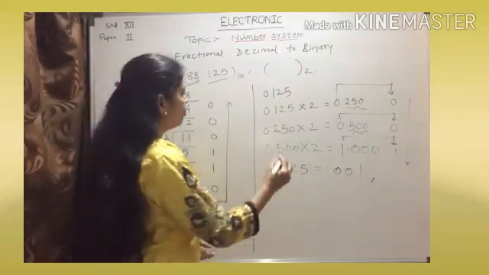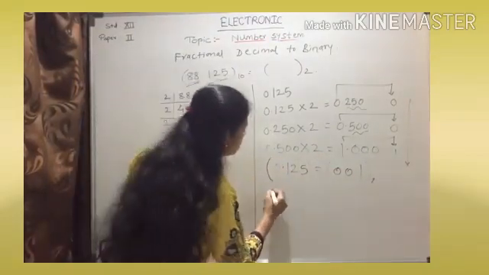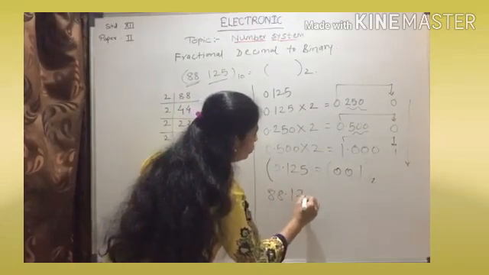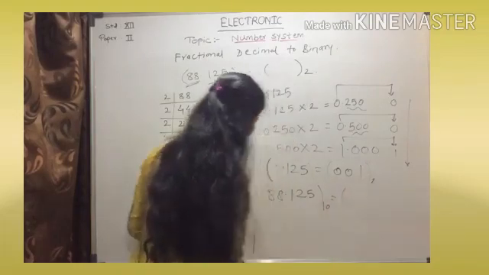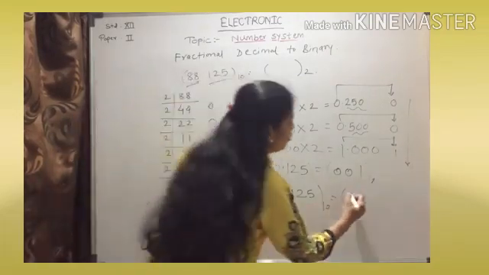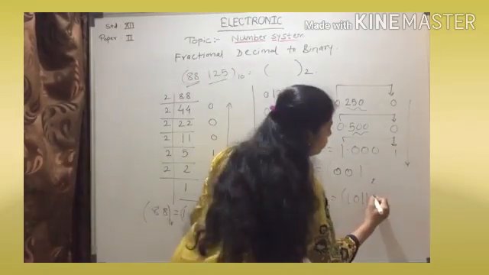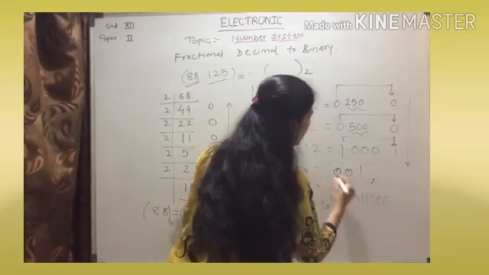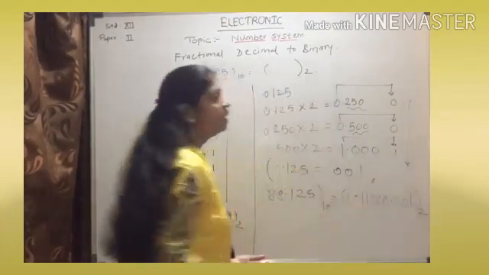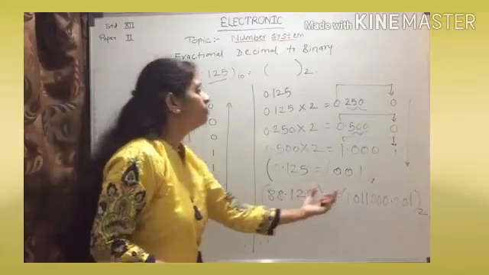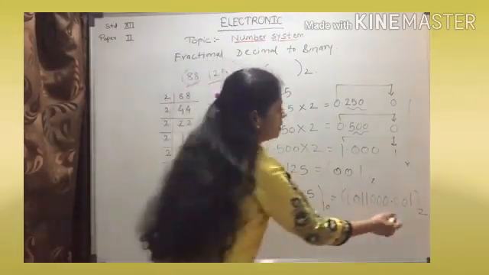But the question is 88.125. So we have to combine these two. So the question is 88.125 and this is the decimal number and our final answer is this: 1011000 point 001. So this is the decimal to binary conversion of 88.125 and the final answer is this.